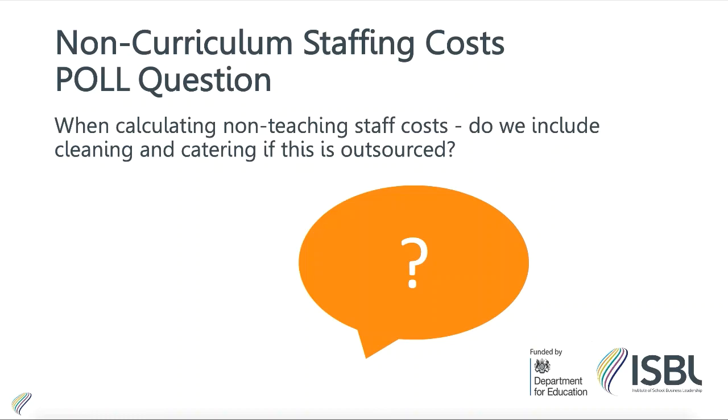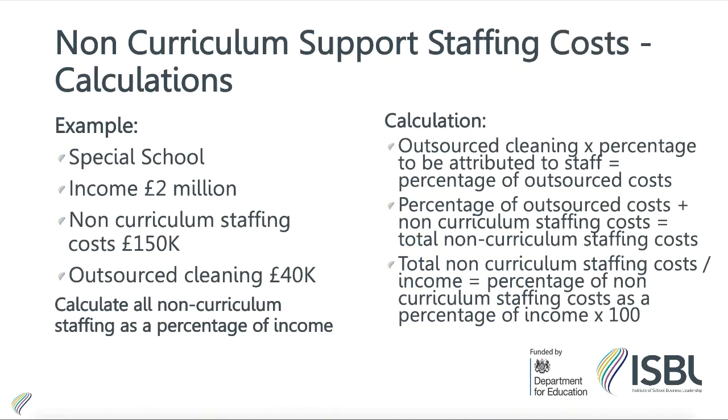So let's look at another example. This time it's a special school setting and they have outsourced cleaning contracts. So income we have at 2 million. Non-curriculum staffing costs are calculated to be 150k and our outsourced cleaning contract is 40k. So we need to go through a few calculations to get us to our total non-curriculum support staffing costs.